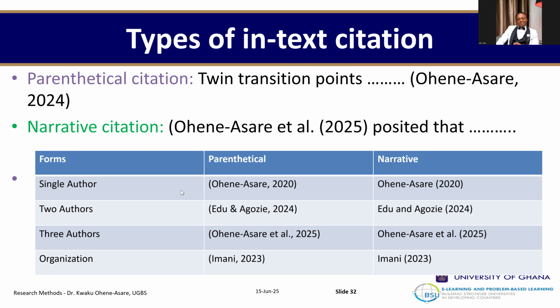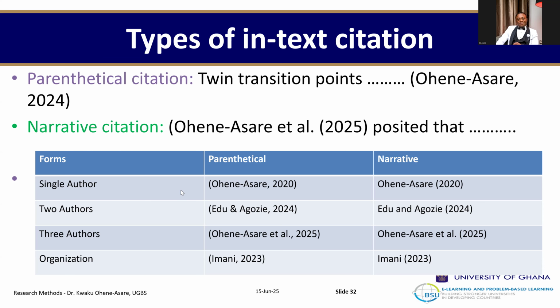It's clear. Now, Eve says, do you mean that narrative citations come at the beginning of the sentence and the parenthetical at the end of the sentence? Okay, exactly. So when you look at parenthetical, you're talking about the citation, which comes at the end. But it doesn't necessarily mean that the narrative must come at the beginning. Most of the time, it can come at the beginning. For example, Ohene Asare has indicated blah, blah, blah. It can come at the beginning.